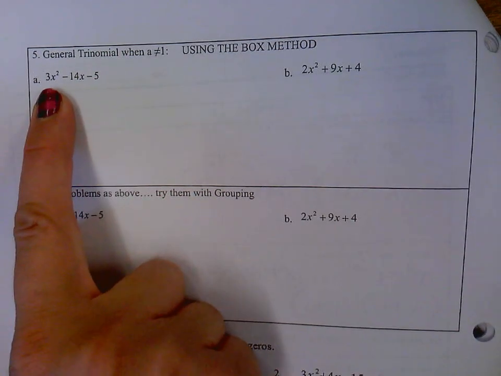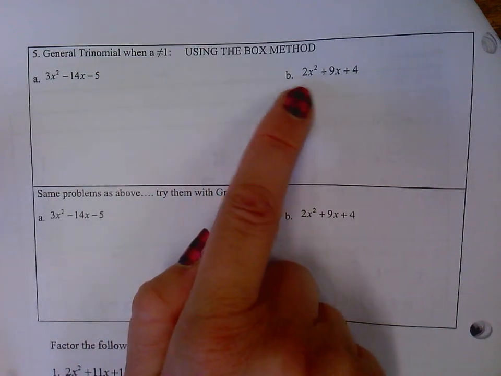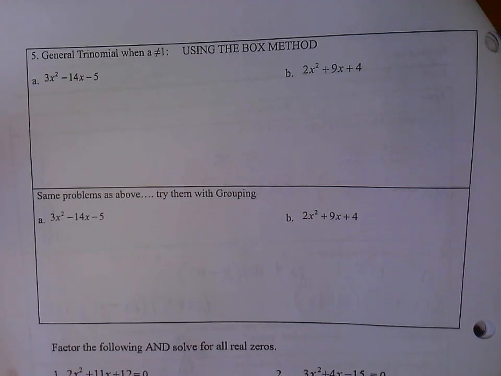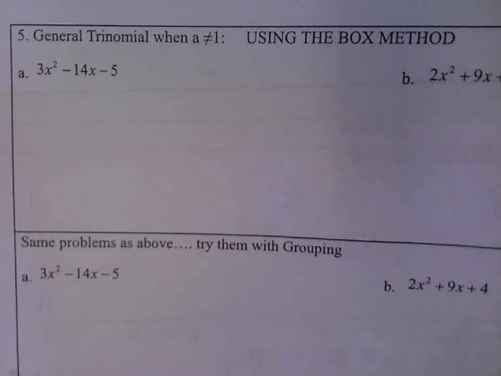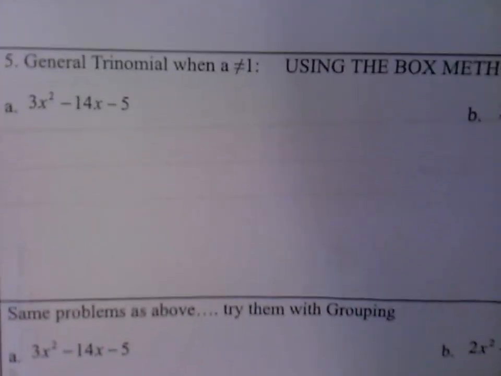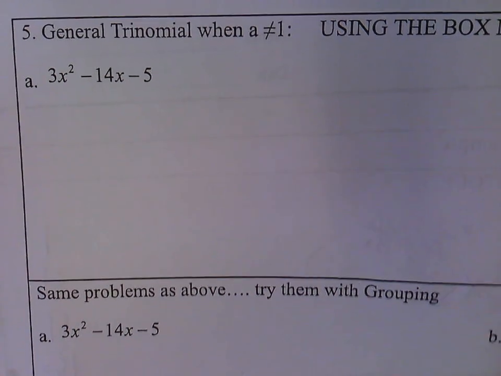Now I have a 3x squared or a 2x squared. So see how the leading coefficient needs to be a different number other than 1. All right, so here I am. I'm going to do the box method first. And if you don't like the box method, maybe you like the grouping method.